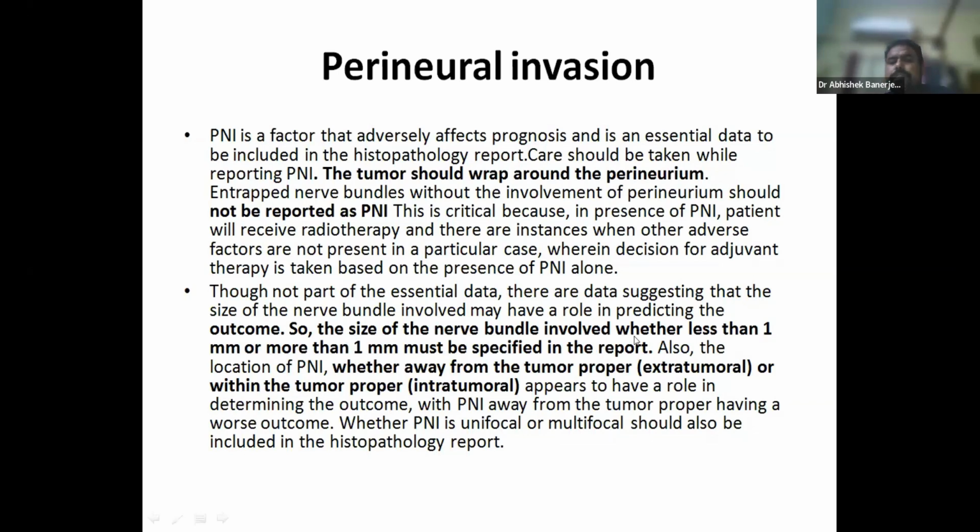The size of the nerve bundle is also involved, whether it is less than 1 mm or more than 1 mm. Also the location of the PNI, that is whether it is away from the tumor proper or within the tumor proper, appears to have a role in determining the outcome. The more distantly spread, the worse it is. If the tumor is within a big trunk, that is also bad. So these are all the different factors that we have to look for while seeing the sections.